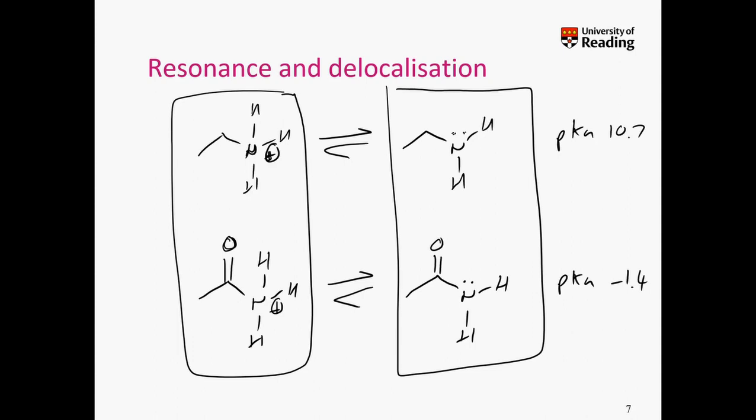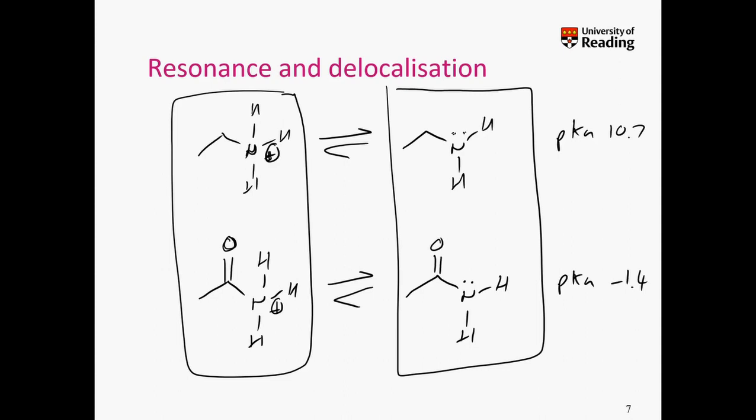Now, in the version at the top, we have no resonance structures formed. So that lone pair of electrons sits solely with the nitrogen and therefore is available for reacting with the proton, becoming protonated and acting as a base.